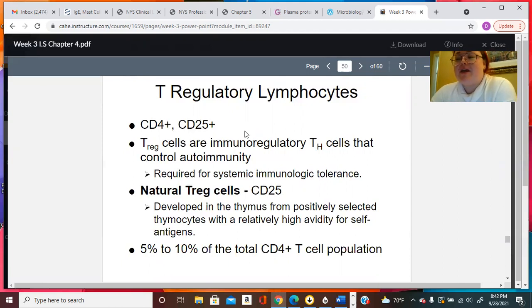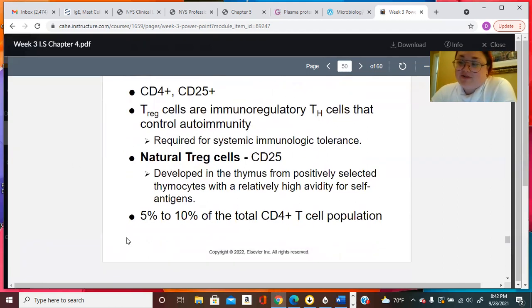Okay, so again, 5 to 10% of the total population of these regulatory cells are going to come from CD4 helper T cells, but the vast majority, as you can see, are going to be CD8 cells. Most of those are going to be the ones that are selected to sort of start their future as a suppressor cell.